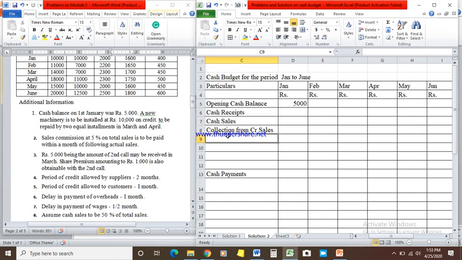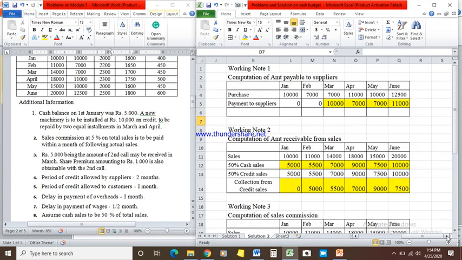I'll write here second call money. In addition to this, we also have something called a share premium. So these are the items of cash receipts. So let me put up the values. So on account of cash sales, what is the amount we will be receiving? So since we have made a calculation here, 5,000, 5,500, 7,000, just copy it.